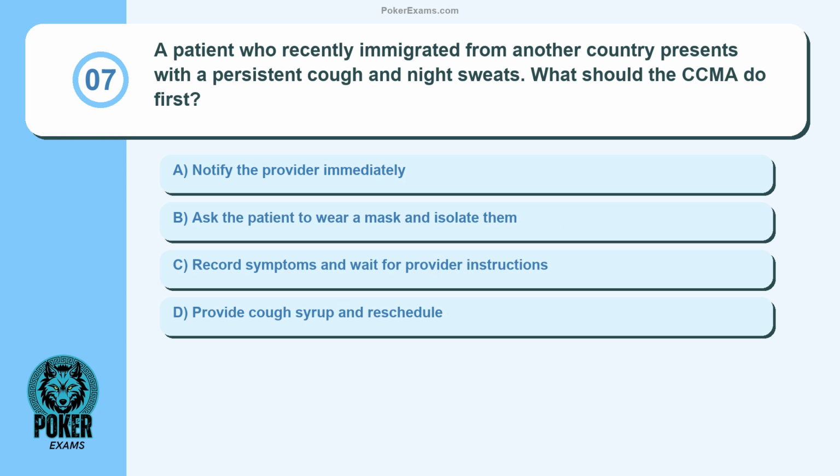Question 7. A patient who recently immigrated from another country presents with a persistent cough and night sweats. What should the CCMA do first? Notify the provider immediately. Ask the patient to wear a mask and isolate them. Record symptoms and wait for provider instructions. Provide cough syrup and reschedule.